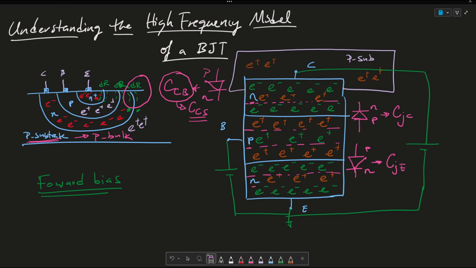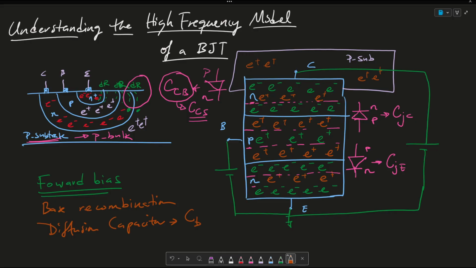So what happens is at the base, something called base recombination, which causes what's called a diffusion capacitor, okay, and that's what we refer to as CB.